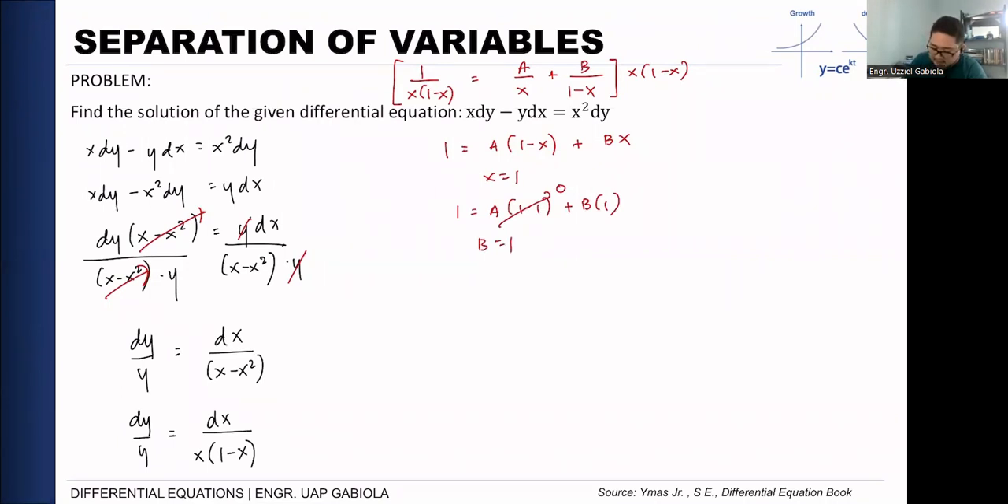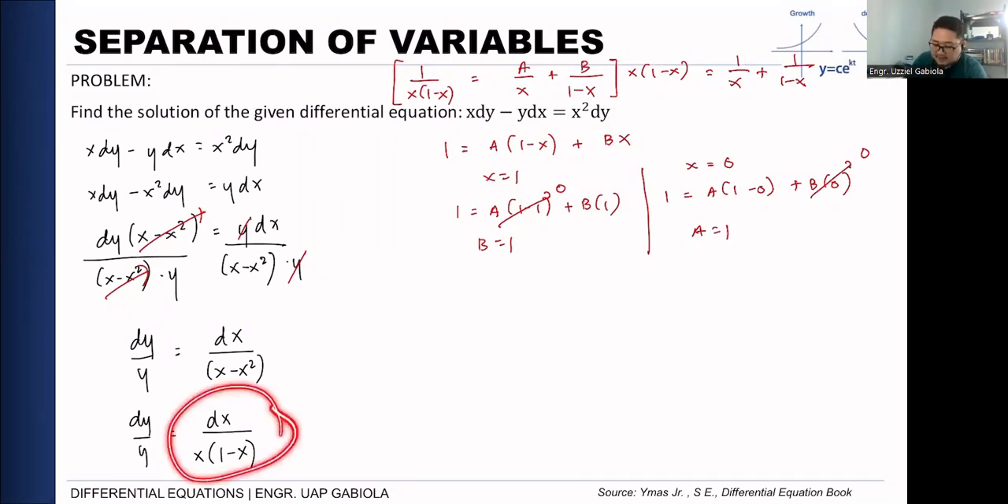Next, anong number sa-substitute natin sa x para maging 0 naman si B? 0. Okay? So, when we let x is equal to 0, this will be 1 is equal to A times 1 minus 0 plus B times 0. Dito, magiging A is equal to 1. So pag binalikan natin itong equation natin, this will be 1 over x plus 1 over 1 minus x. So itong equation na ito, we can represent it in this form. Okay? Again, this is partial fraction.